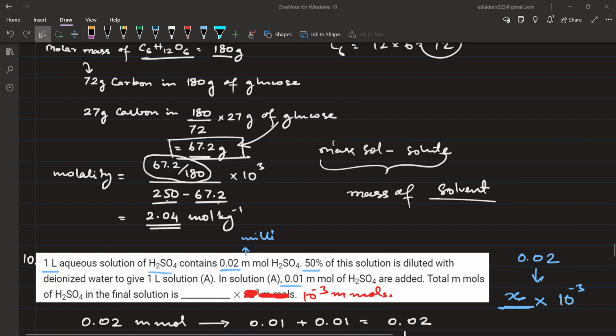You have to convert. Basically, you have to convert 0.02 into a form that is x into 10 to the power minus 3. I will correct now. Very good. Krishna, very good.